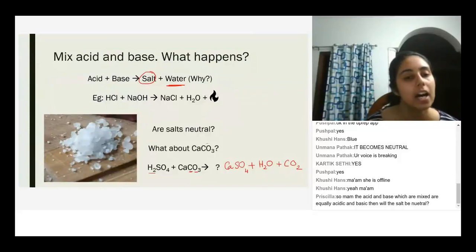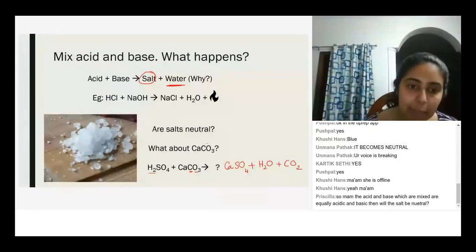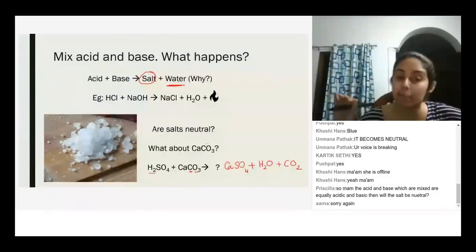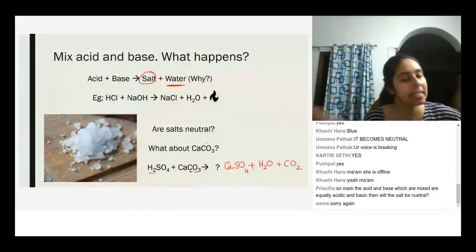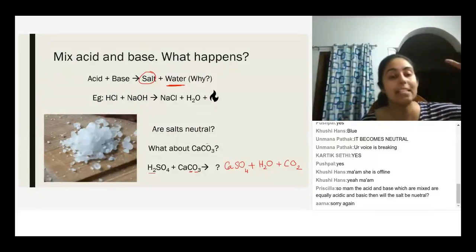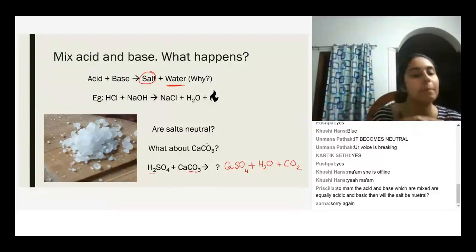Just hold on. There is a question over here: if the acid and base which are mixed are equally acidic and basic, will the salt be neutral? Yes. When I have equally acidic and basic solutions and I mix both of them, that salt becomes a neutral salt. If I have something more acidic and something less basic, then I get an acidic salt. And if I have something more basic and less acidic, I get a basic salt. Does that make sense to everybody?